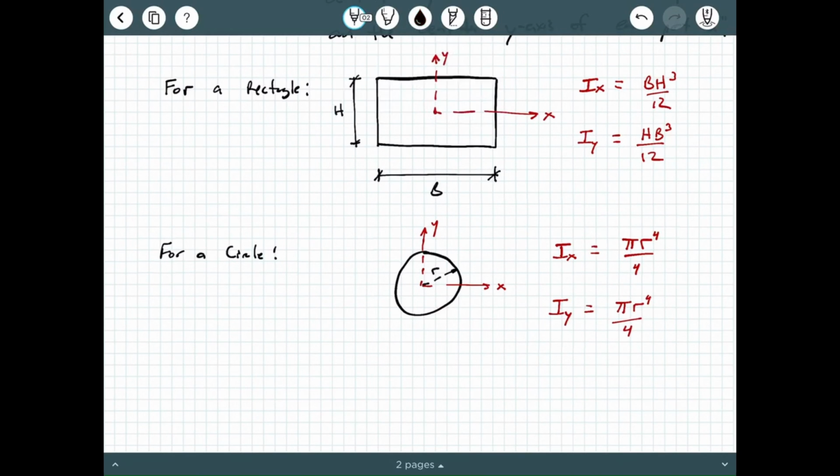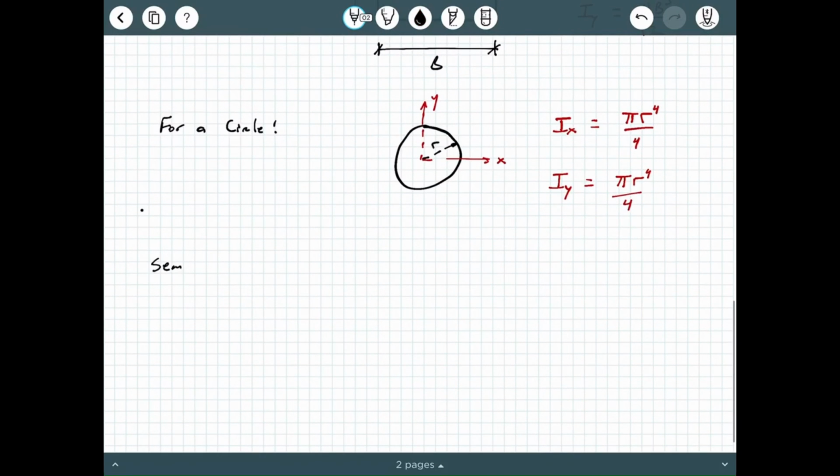What about a semicircle? Remember, a semicircle is a half circle, right? So let's say you have half a circle right here, okay? So we're going to have our centroidal axes. Where do you think the centroidal axis is here? Well, the centroidal axis is actually right here, x and y. So notice the centroid is right here. It's not down here at the bottom. It's a little bit into that area, okay?